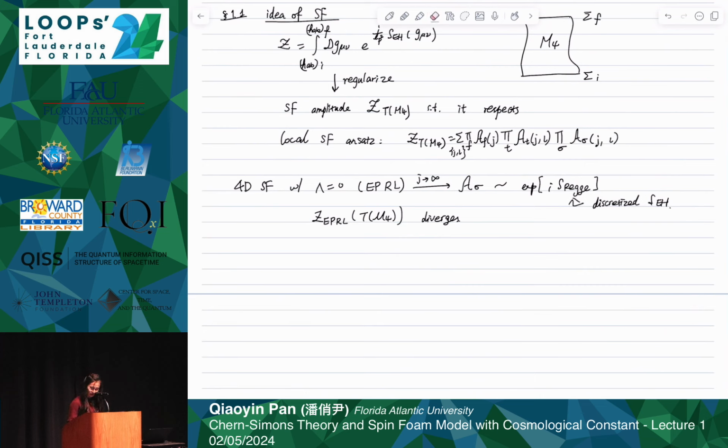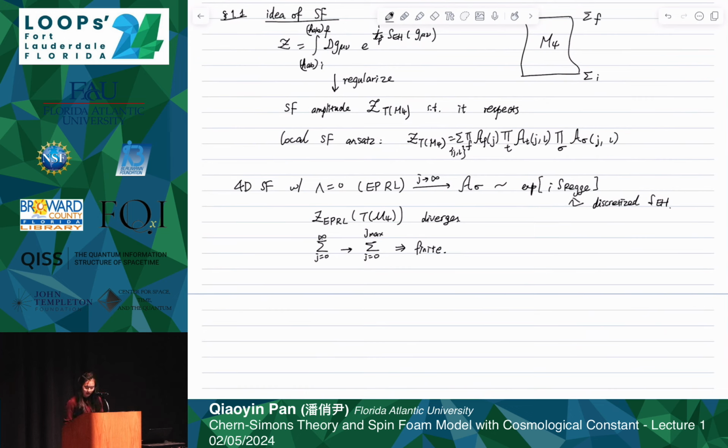So usually what people do is to introduce a cutoff. Because this divergence comes from an infinite sum for the spin, it sums from 0 to infinity. So we introduce a cutoff. Instead of to infinity, we sum from 0 to a maximum J max. Then this gives us a final result. But this cutoff is put by hand.